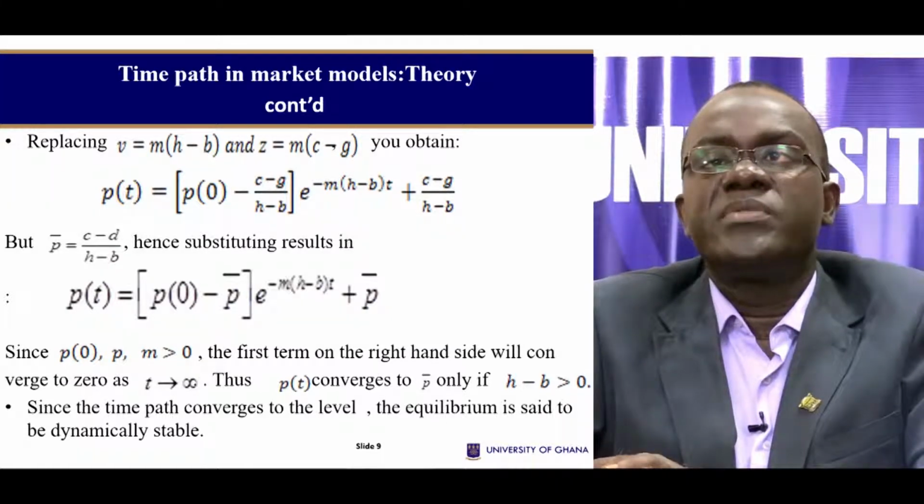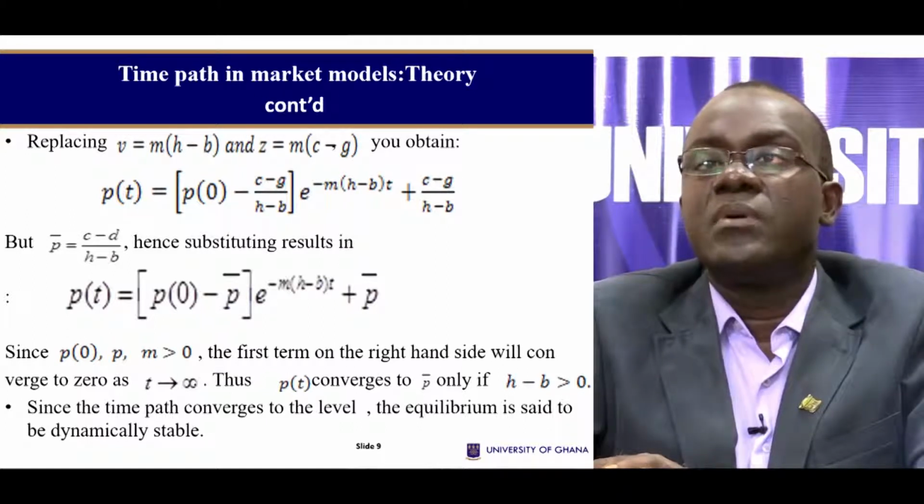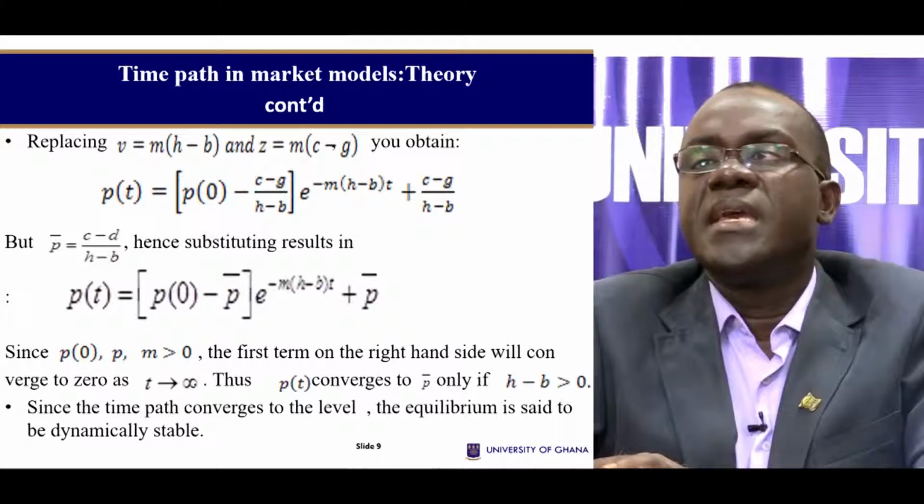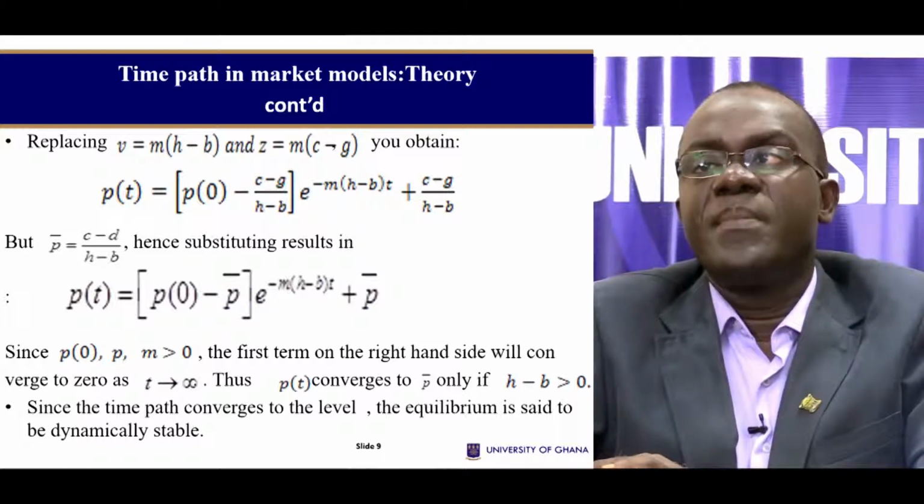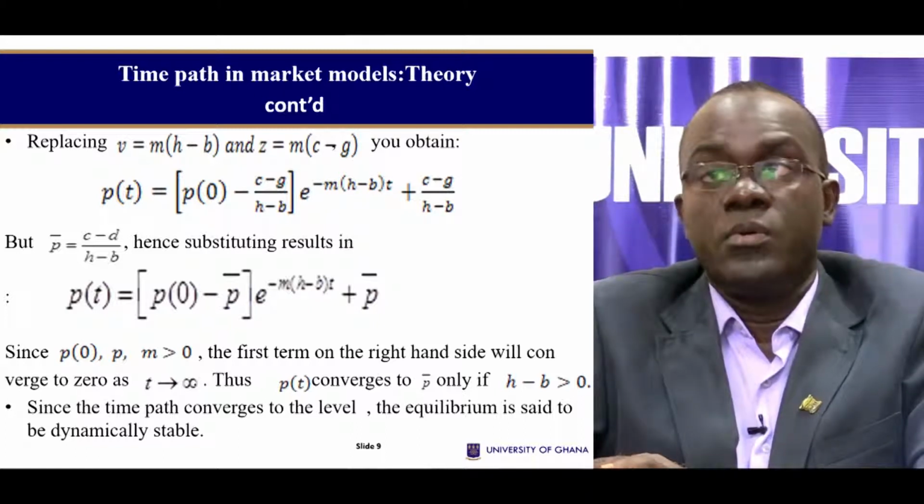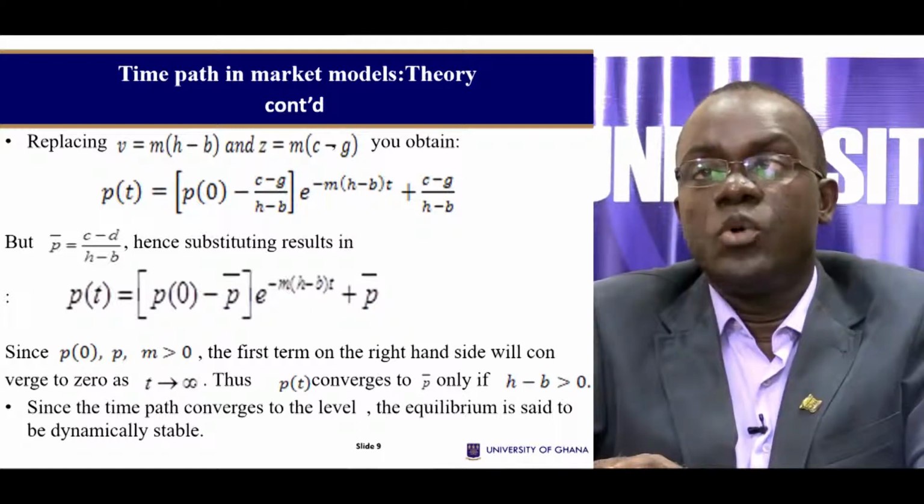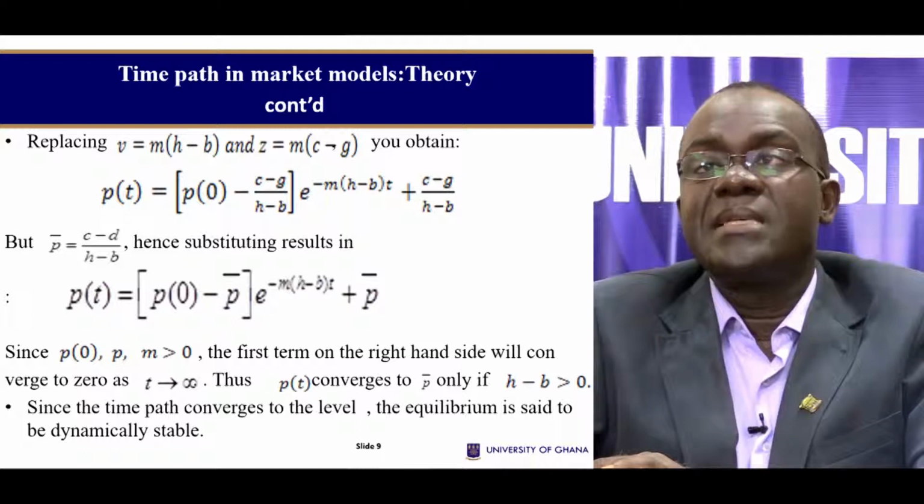We know that all these, P of 0, P, M here, are all positive. So when t tends to infinity, the price P of t here will tend to P prime if and only if H minus B is greater than 0. Because then we have a negative here, so it turns out to be 1 over e raised to the power of this amount. When this is positive and multiplied by infinity, 1 divided by e raised to the power infinity becomes a very small number that turns into 0 as t turns into infinity.